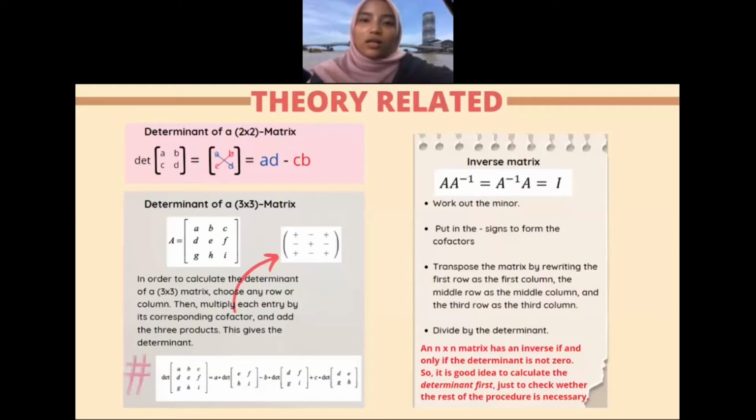And then you divide by the determinant, and the important thing is you need to remember that an n by n matrix has an inverse if and only if the determinant is not zero. So it is a good idea to calculate the determinant first. So you can save your time to find whether it has an inverse matrix or not, and then you just check whether the rest of the procedure is necessary.